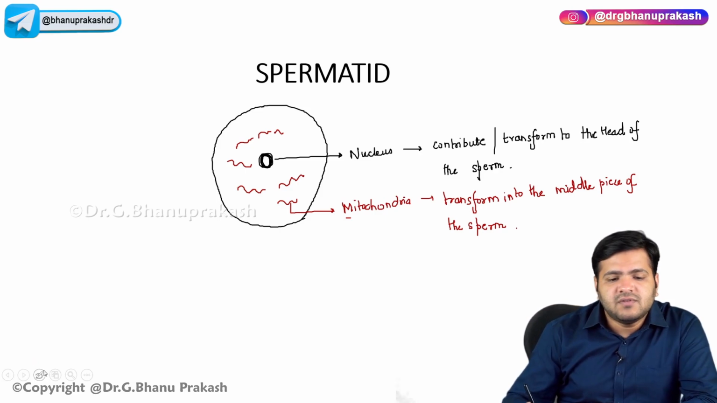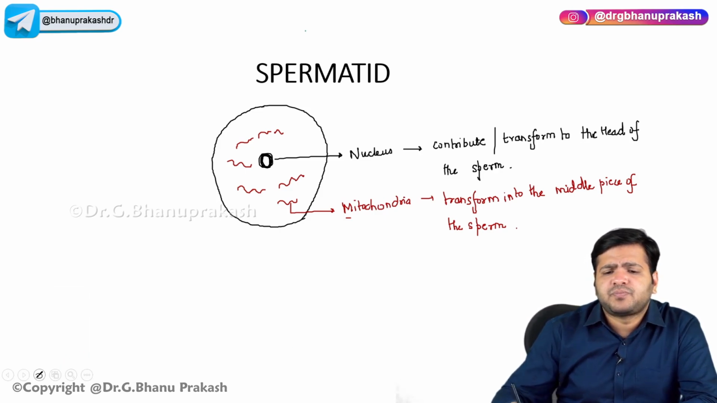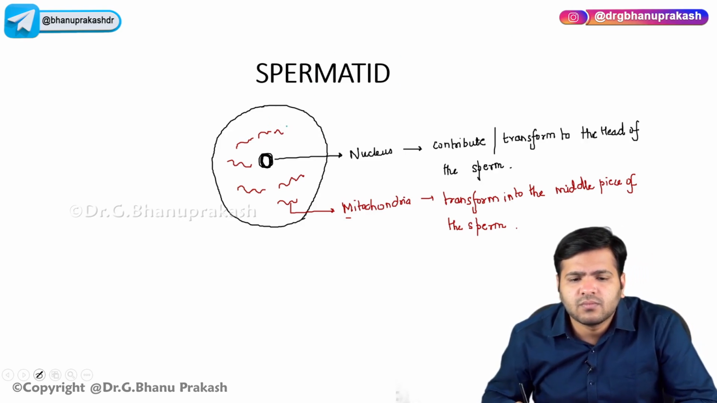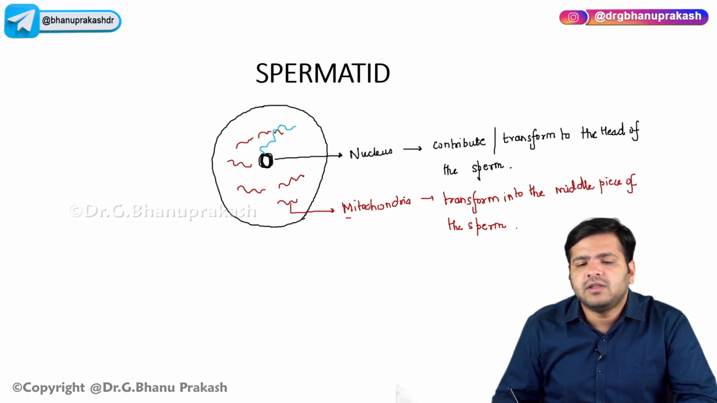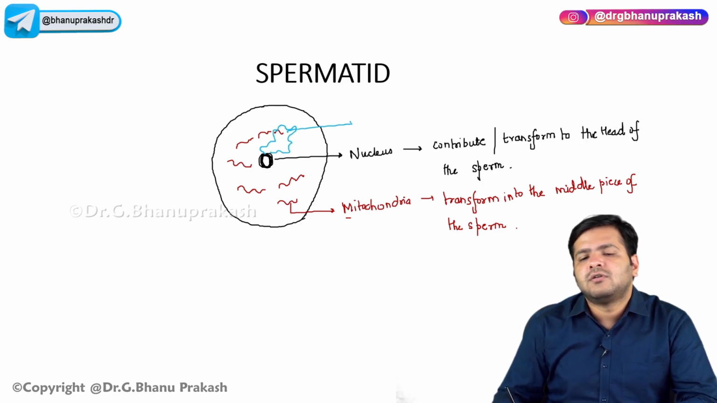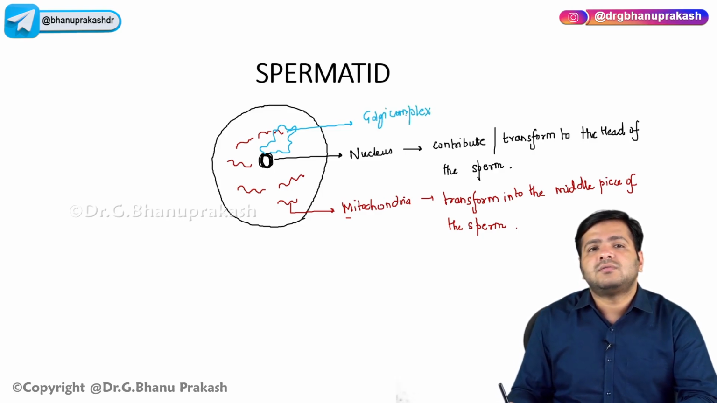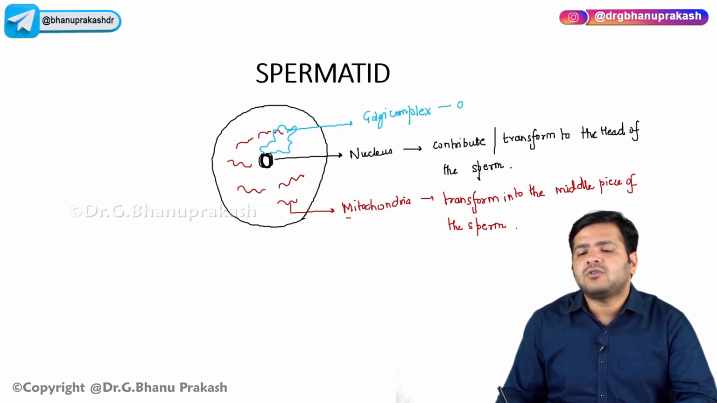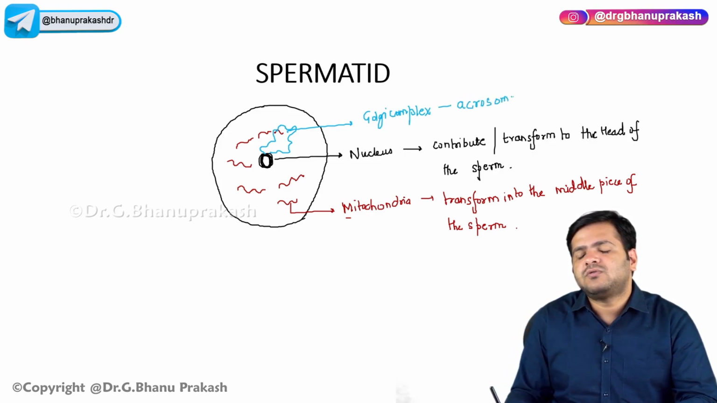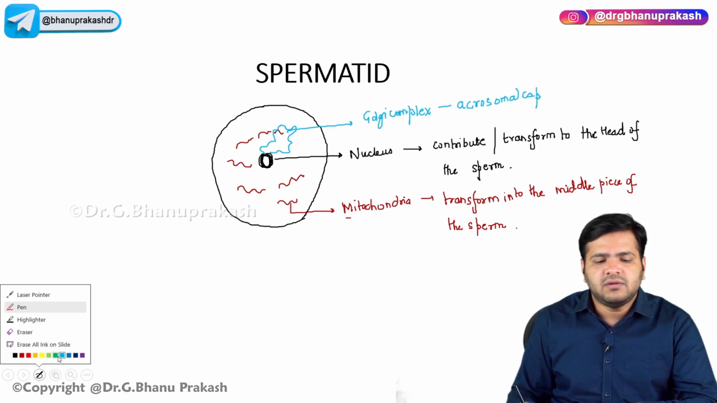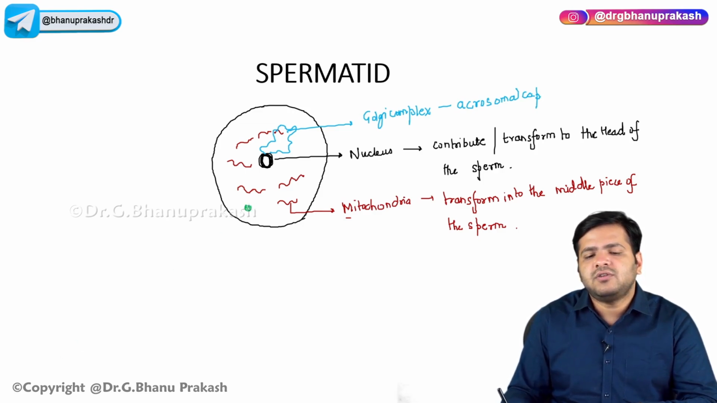Now, there is something called the Golgi complex. Now, this Golgi complex will form the acrosomal cap, and we have two centrioles that are present over here. The two centrioles.